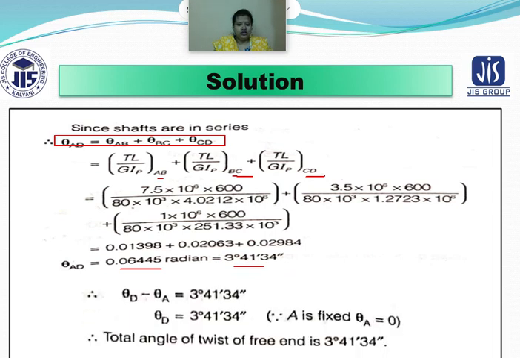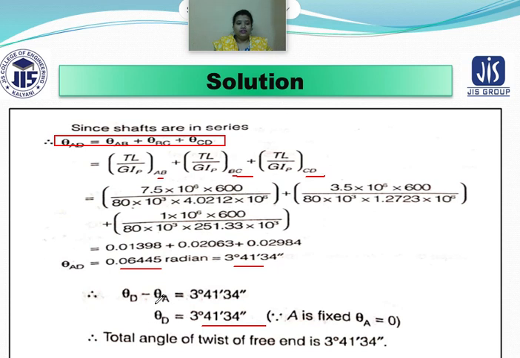Now it has been asked, what is the angle of twist at D, that means at the free end. So here you know that at the fixed end, your angle of twist will be 0. So theta D minus theta A is equal to this particular value. So the value for theta D is what? 3 degree 41 minute. So this you have got.